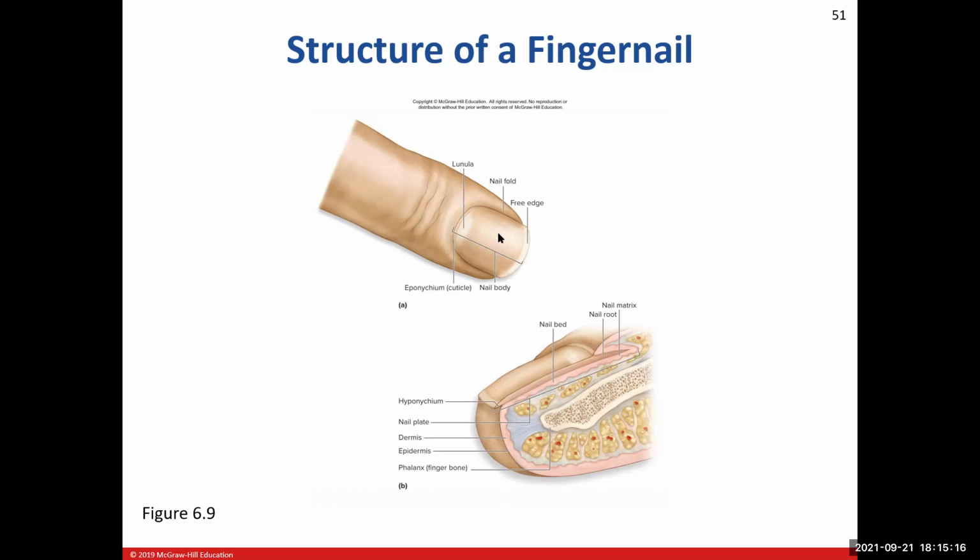Great question. You'll see the nail folds on either side of the lateral borders of the nail. And you'll see this white portion here, that's the lunula. The lunula is a crescent-shaped whitish region under the nail plate. It has that white appearance because the tissue there is thicker, so it obstructs the capillaries underneath it.